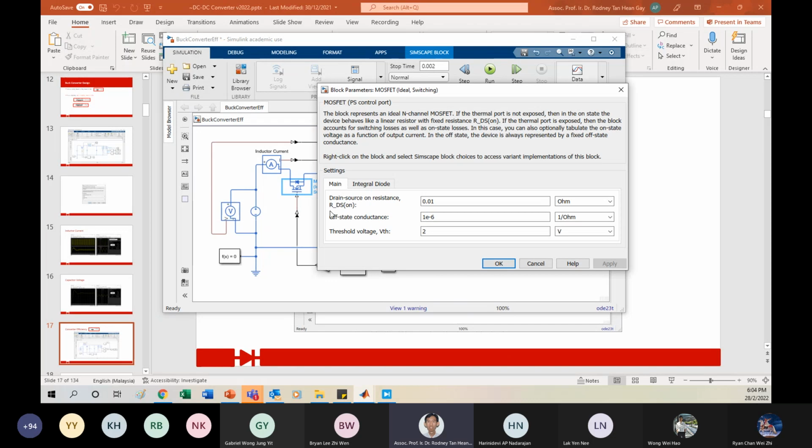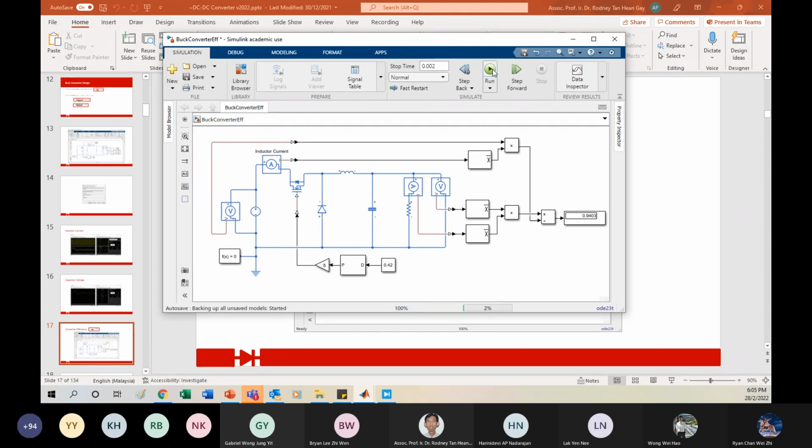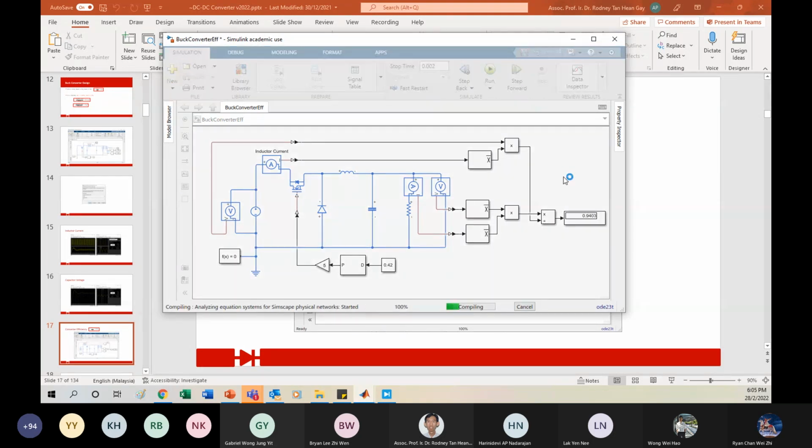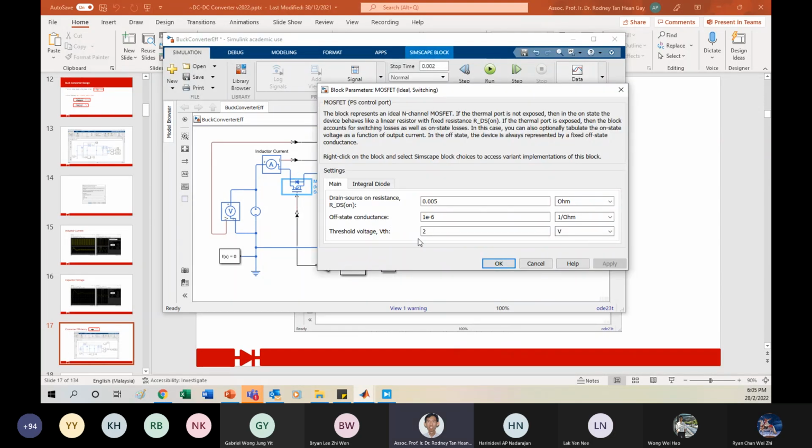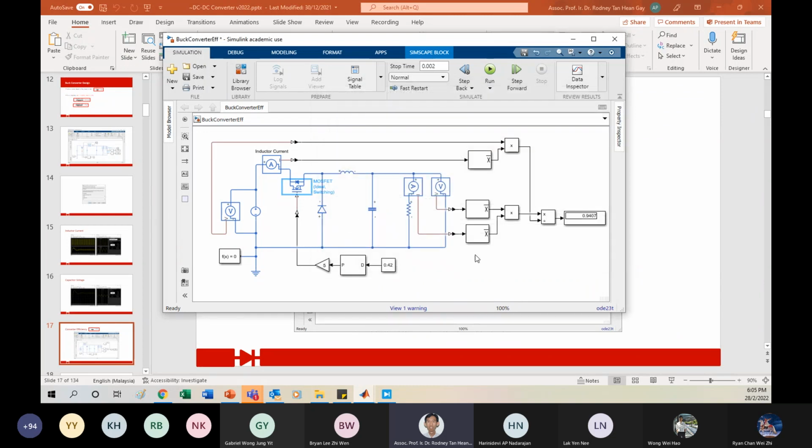Similarly, our MOSFET, right, has the RDS(on). This one is how many ohms? 10 milliohm. Maybe you get another one with slightly lower milliohm. This one doesn't really affect much. Oh, this one we also need to change the frequency. Okay, so this one doesn't affect much, but this diode plays a very important role here.